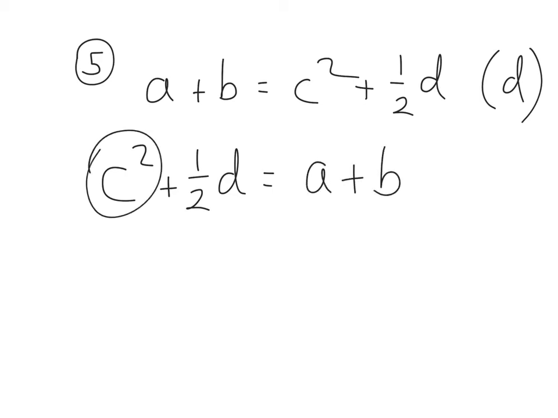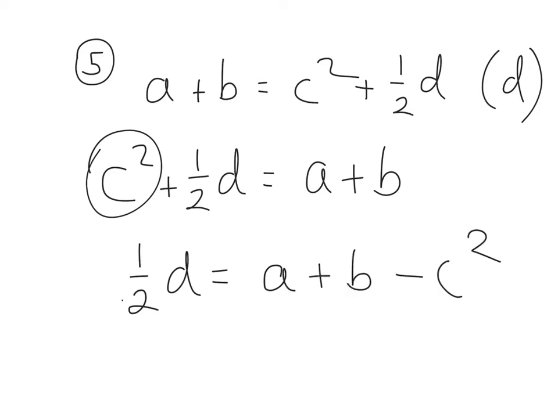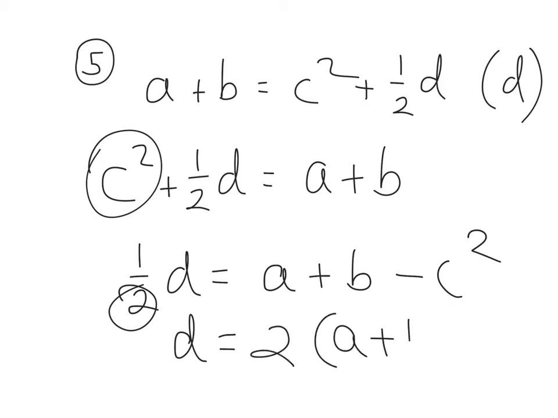Let's get rid of the C squared. Now plus C squared, you'll get rid of that by minus C squared. It's got nothing to do with the square root sign. So that's A plus B minus C squared. A half D means D divided by 2. So how do we get rid of a divide by 2? Times by 2. Open up a bracket. 2 times A plus B minus C squared.